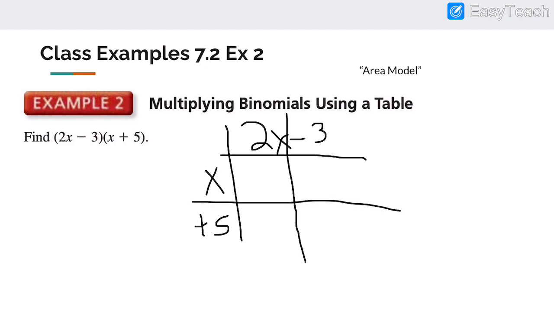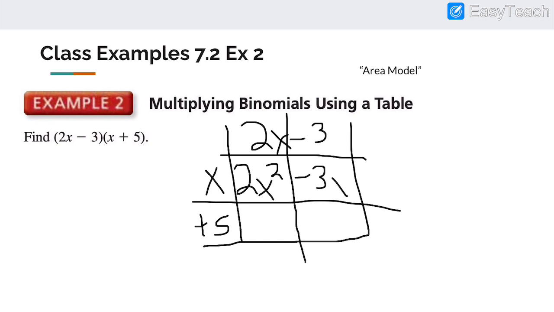Then as we work in our table, we are simply going to put together all of our pieces. So x times 2x is 2x squared. x times negative 3 is negative 3x. 5 times 2x is 10x. And 5 times negative 3 is negative 15. For some of you, you might really like this method. You might say, hey, this really helps me visually see what I'm doing, and that's okay.